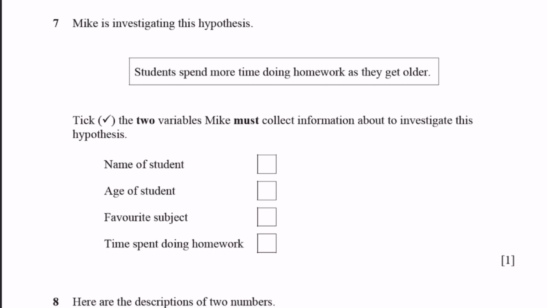Question 7. Mike is investigating this hypothesis: students spend more time doing homework as they get older. Take the two variables Mike must collect information about to investigate this hypothesis. What do we need to measure in this? We need to measure the time a person spends doing homework and the age of the person, because as they get older. So age of student and time spent doing homework is our answer.